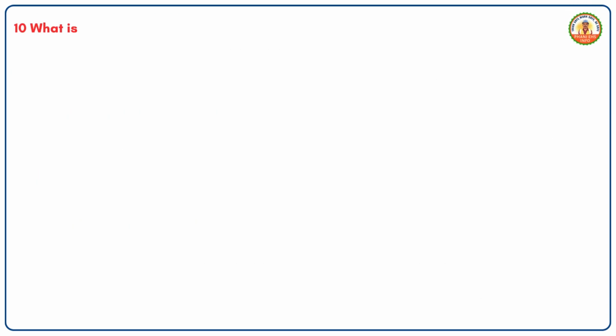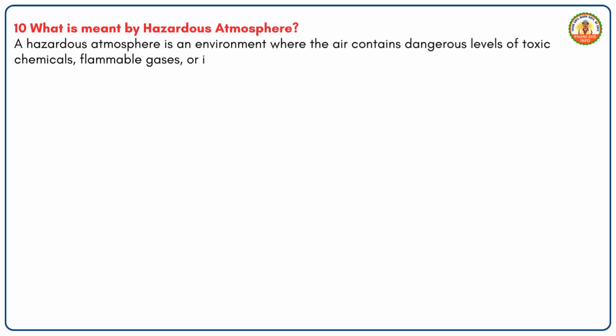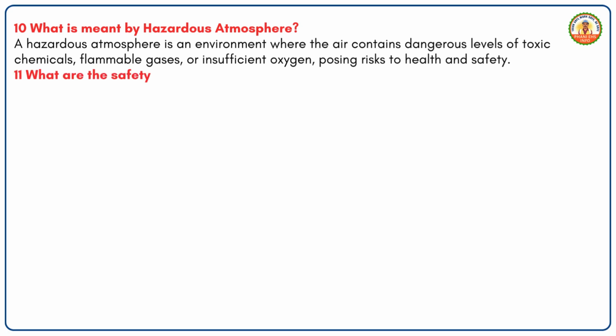10. What is meant by hazardous atmosphere? A hazardous atmosphere is an environment where the air contains dangerous levels of toxic chemicals, flammable gases, or insufficient oxygen, posing risks to health and safety. 11. What are the safety precautions for storing dangerously reactive materials?